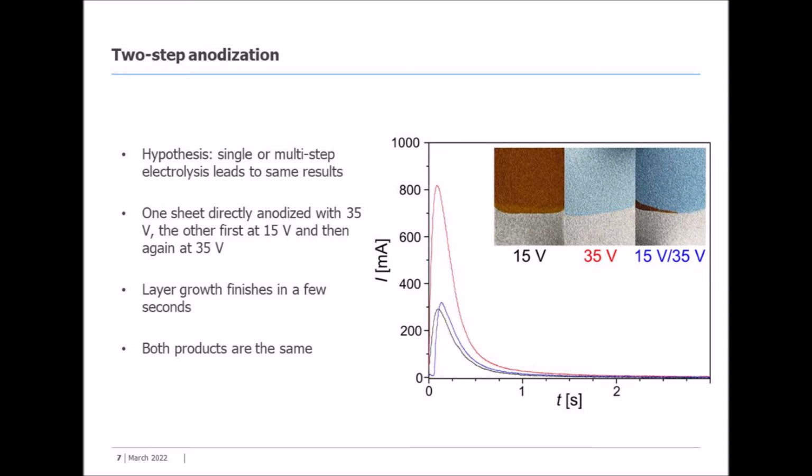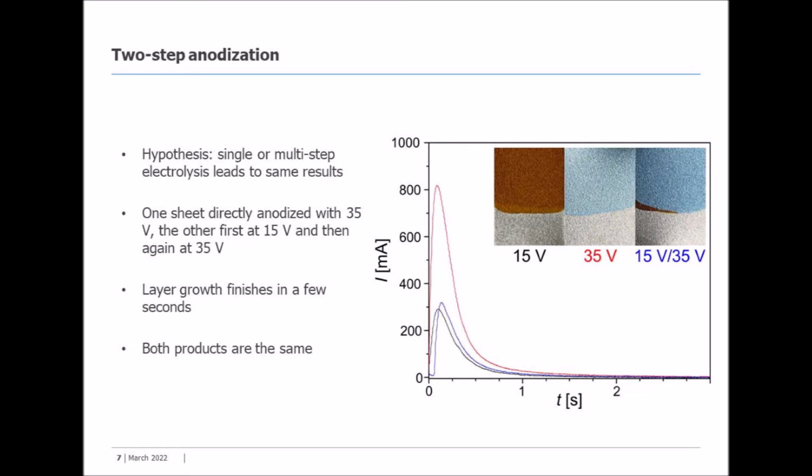For this, an electrolysis is carried out at 15 and 35 volts, but this time the flowing currents are recorded using digital measurement data acquisition. Afterwards, the titanium sheet anodized at 15 volts is placed back in the electrolyte and anodized at 35 volts with measured current flow. The plot shows the measured current versus time during the anodization process.